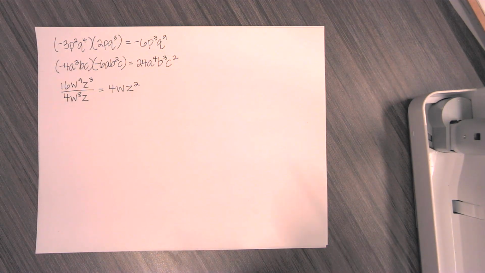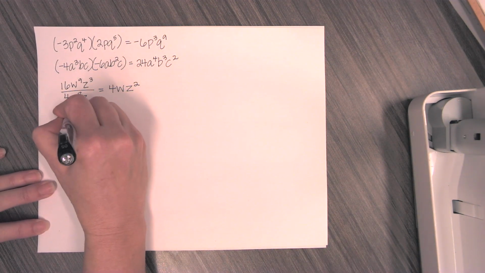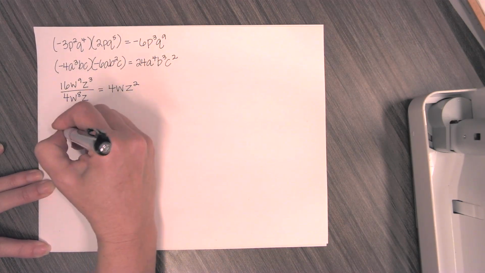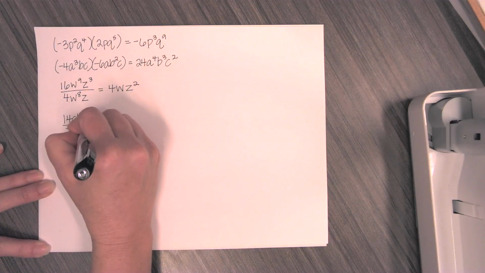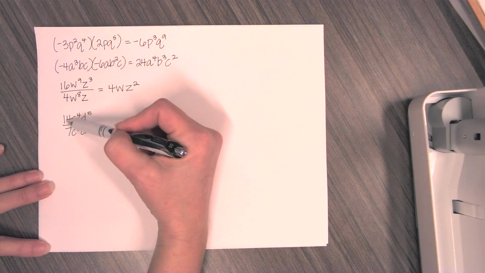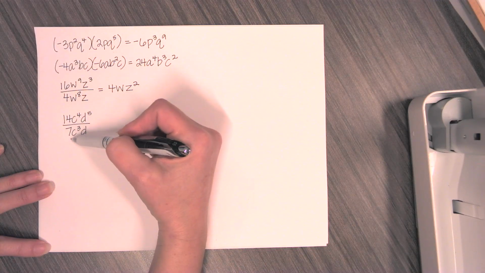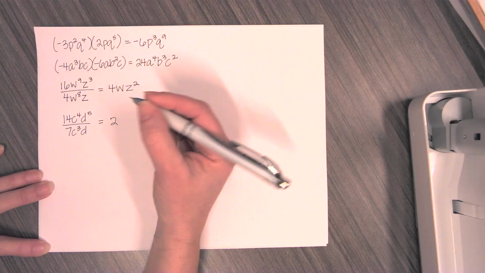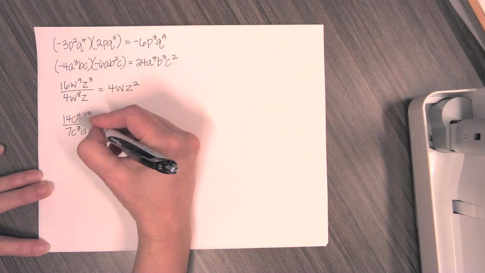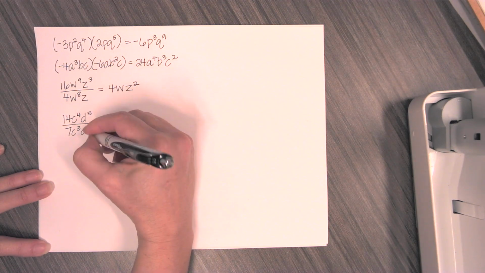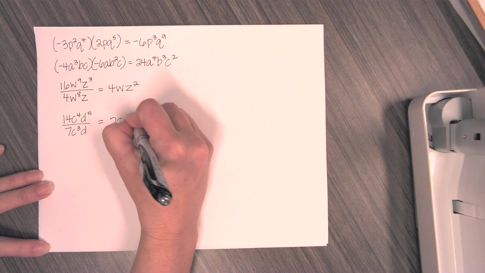All right, let's try one more division. All right. Again, the numbers in front, we divide because it is a division problem. 14 divided by 7 is 2. We'll subtract our exponents here. For the c's, 4 minus 3 is 1. And for the d's, 5 minus 1 is 4.